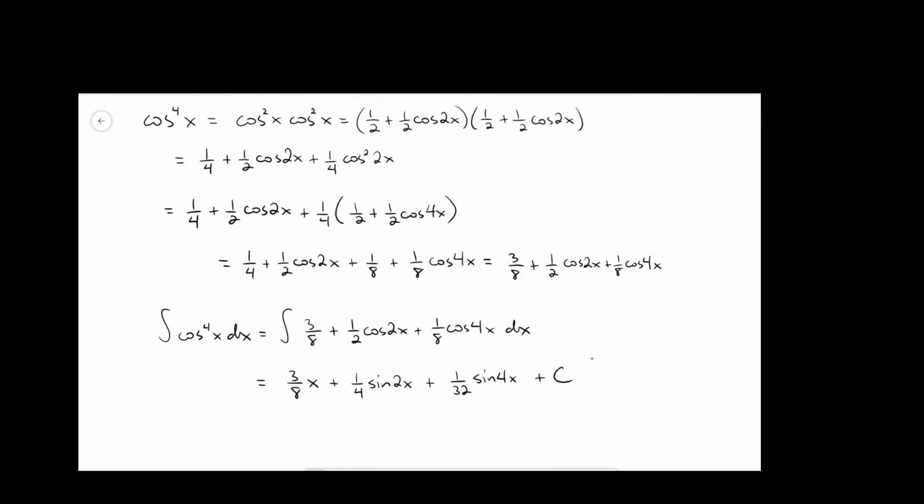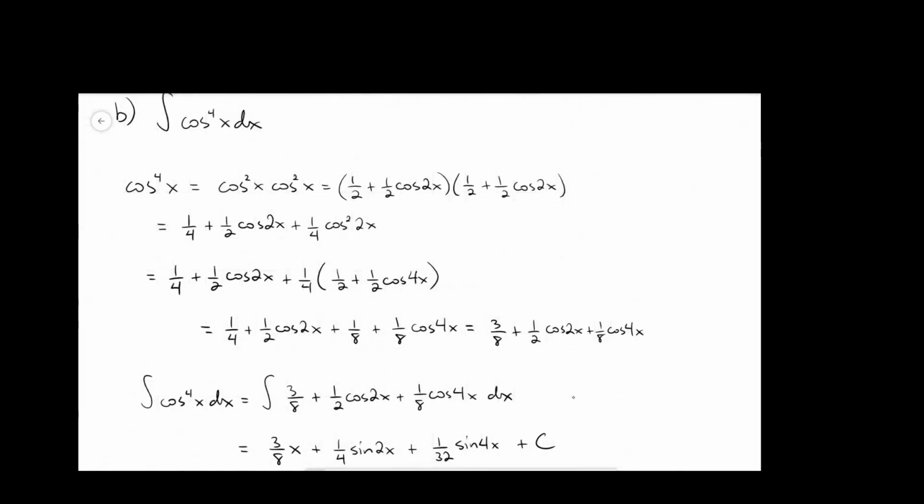Okay, any questions on that one? What is the purpose of doing 1/2 plus 1/2 cosine 2x instead of the one that was given to us? Oh, yeah. So what was the point of using the 1/2 plus 1/2 cosine 2x instead of the one that was given to us of the 1 plus cosine 2x over 2? So that's the same thing. They're the same.